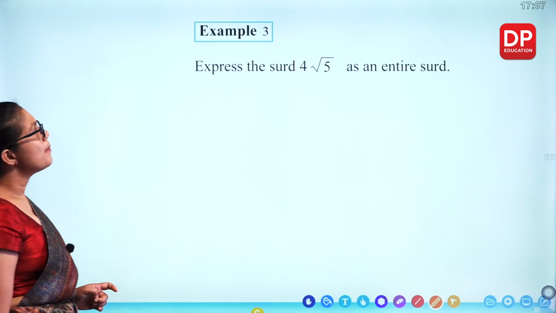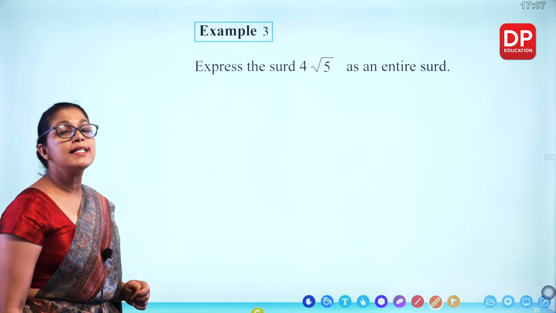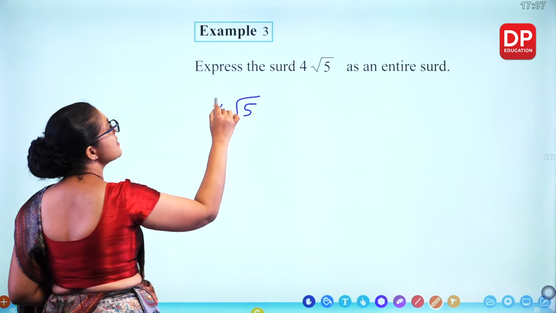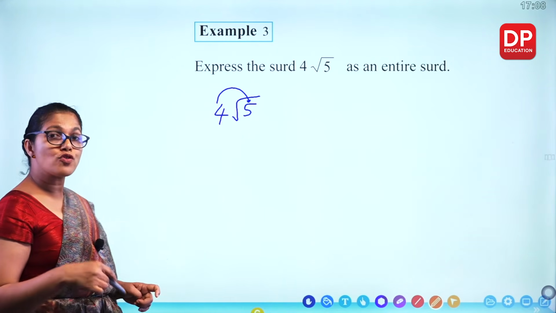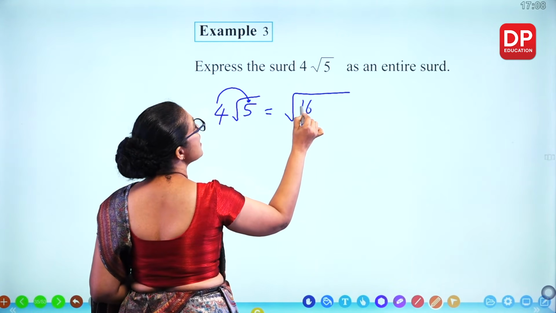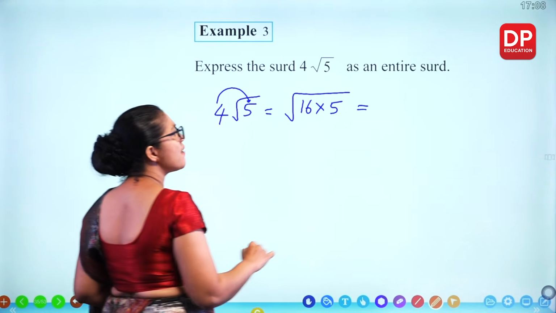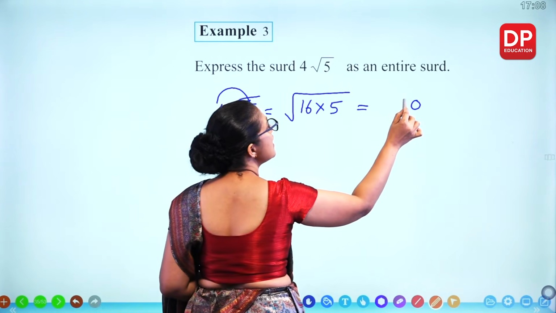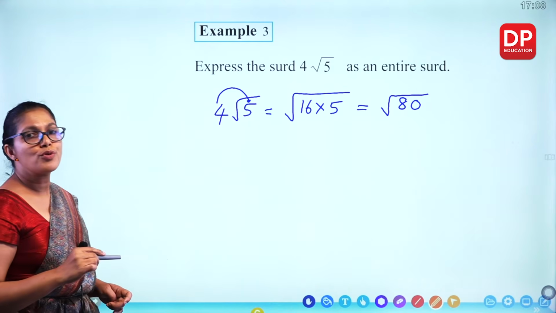This one, example number 3, express the surd 4 root 5 as an entire surd. That means you have to put this outside number inside. So what you do? What's the process? When you are taking inside, you have to square it. 4 squared is 16. So here, when you are taking 4 squared inside, 16 times 5, what is 16 times 5? 5 times 6, 30, 3 remaining, 5 times 1, 5 plus 3, 8. So square root of 80 is same as 4 root 5.